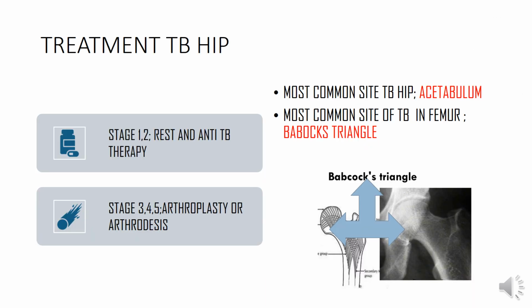Treatment of TB hip: for the first two stages, the treatment is rest and anti-tubercular therapy. For stage 3, 4, and 5, we do arthroplasty or arthrodesis. Most common site of TB hip is acetabulum. Most common site of TB in femur is Babcock's triangle.